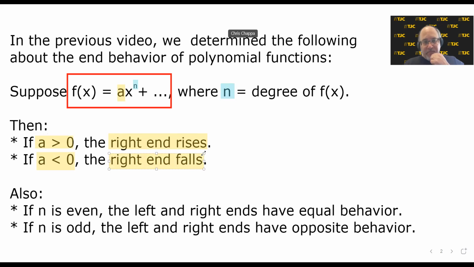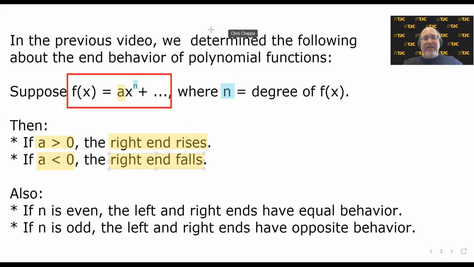If the leading coefficient a is positive, then the right end points in the positive direction. This is my left, here's my right. Then the right end points up positively. However, if the leading coefficient is negative, then the right end points down negatively. So the sign of the leading coefficient tells you what the right end does.